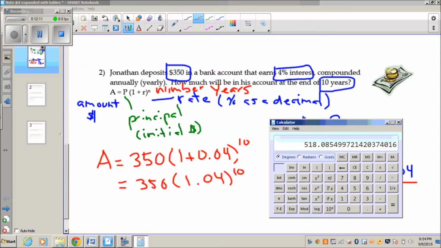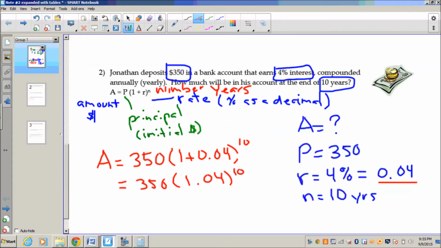Now remember, we're talking about money here, so I have to remember to round to the nearest penny, which is the hundredths place. So after the 8, which I see in the hundredths place, I see that there's a 5, which will cause that to round up to a 9. So the final answer here will be $518.09. Let me write that in. $518.09. And that's how you use the formula to help you calculate it.